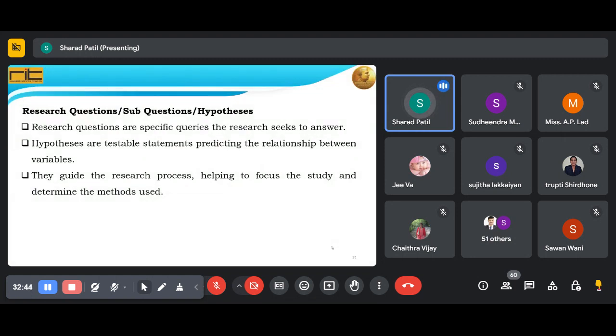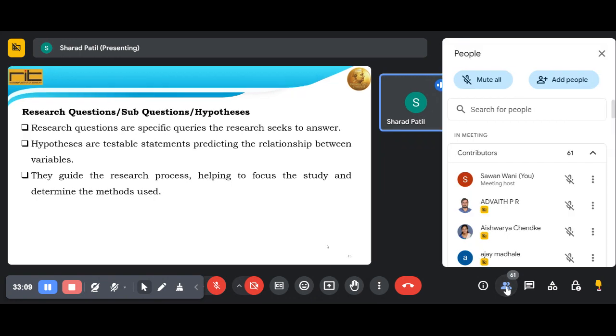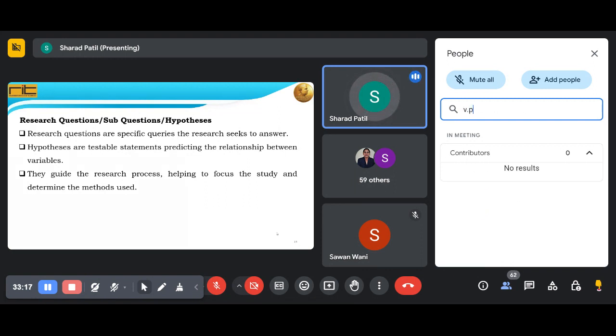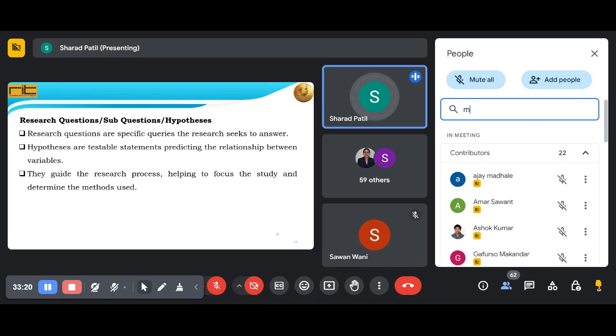So what are research questions? The research questions are nothing but specific queries the research seeks to answer. As researchers, you are going to have queries about your research, and you are going to ask questions. We are expecting some answers for these questions. Then sub questions: it may be a broad question, and it may consist of some sub questions. Then you can have sub questions on that also, and then you have to see the hypothesis of your research.